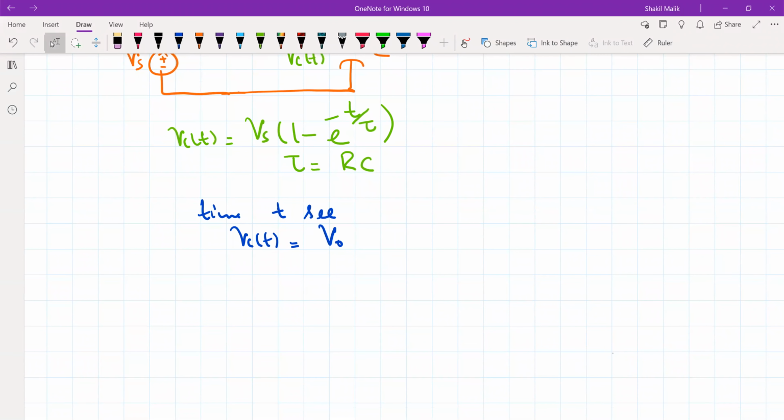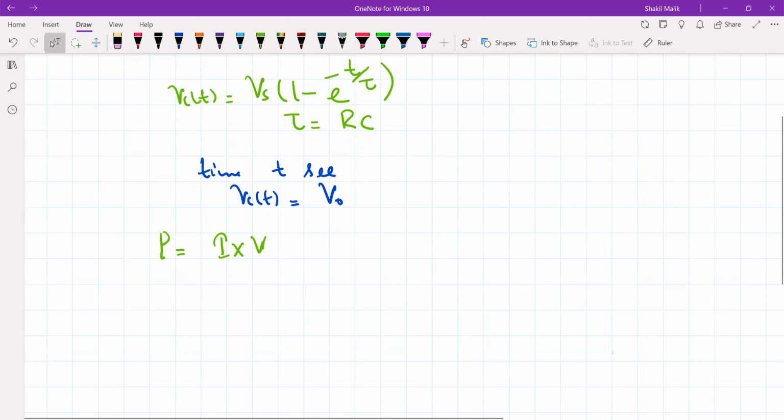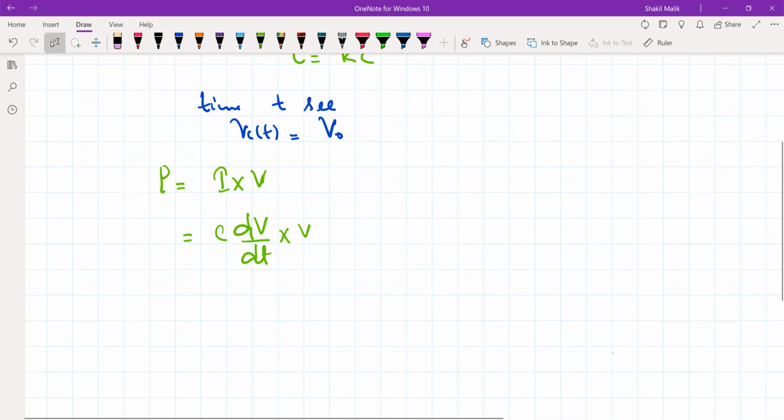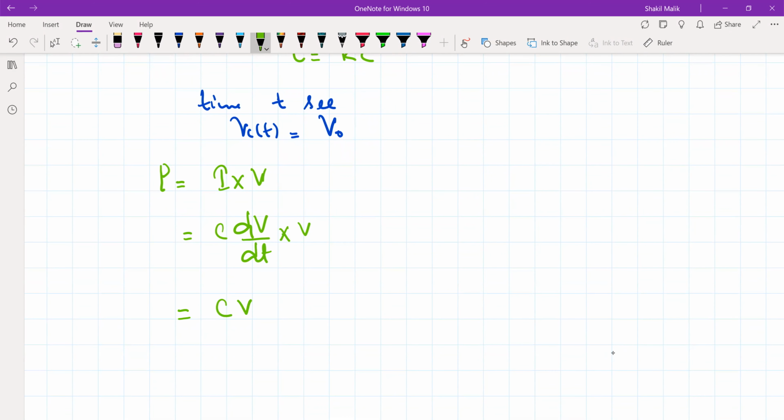All right. Now let's observe how much energy is stored. We know the instantaneous power we can obtain like this. We say P is I times V, where these are the instantaneous values, but we can write I in terms of V. So that will be C dV by dt times V. So we can write it as CV dV by dt.